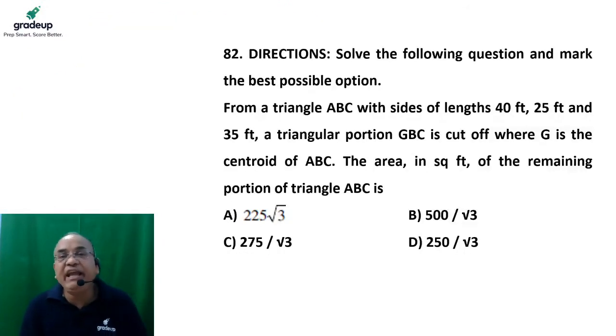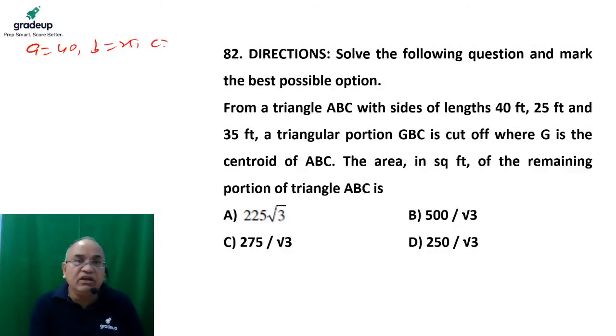From a triangle ABC, the sides are of length 40, 25 and 35. So let's say side A is 40, B is 25 and C is 35. Because the lengths of the sides are known, and it is not a right-angled triangle, because the sides are neither in the ratio of 3, 4, 5, nor in the ratio of 5, 12, 13, nor in any Pythagorean triplet.